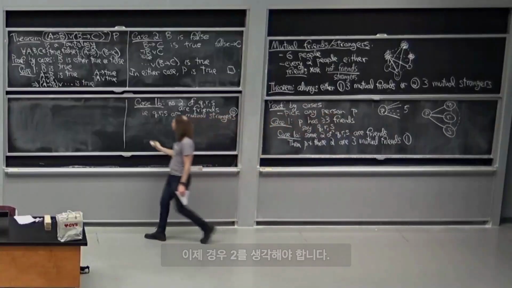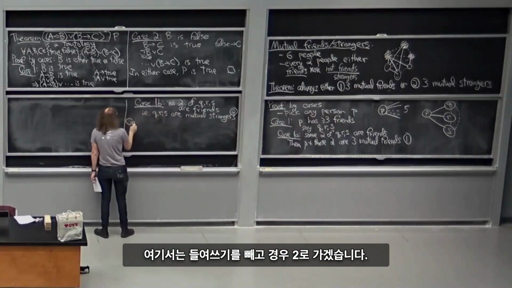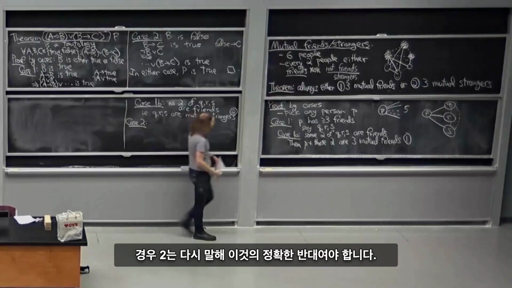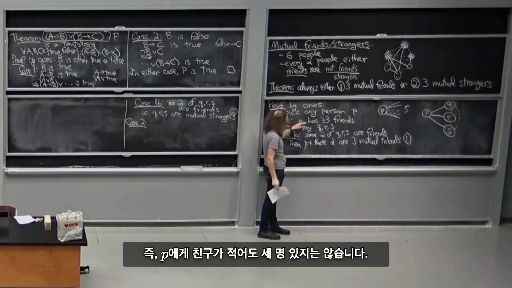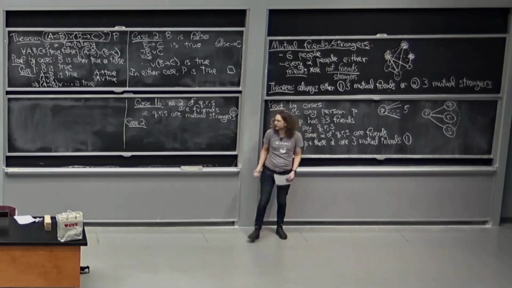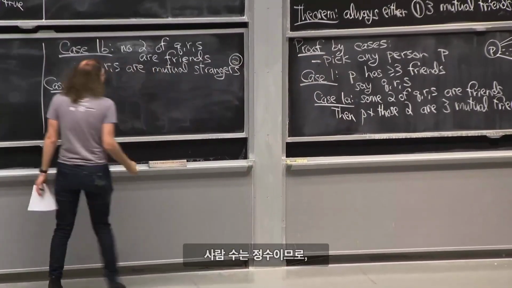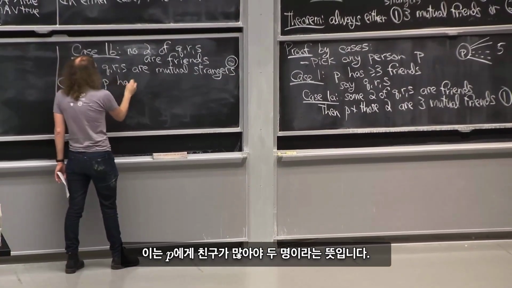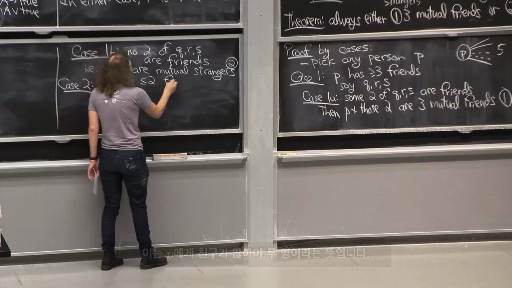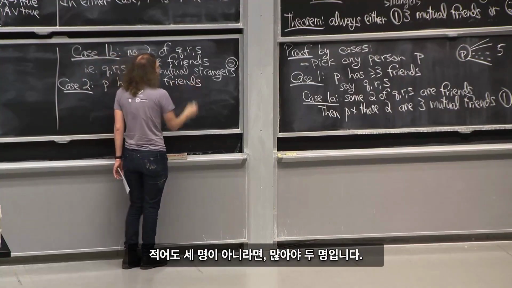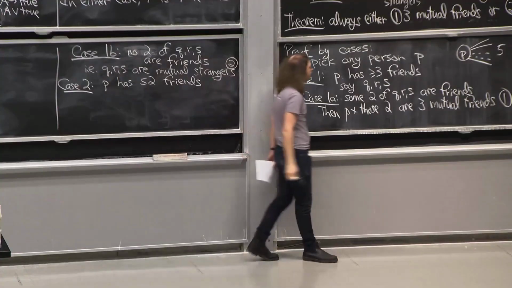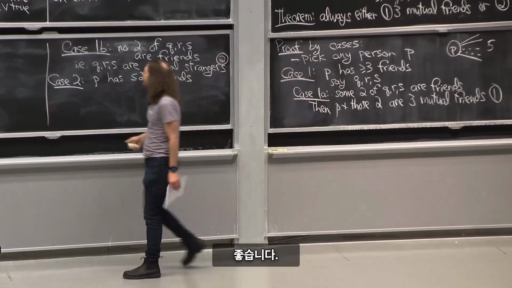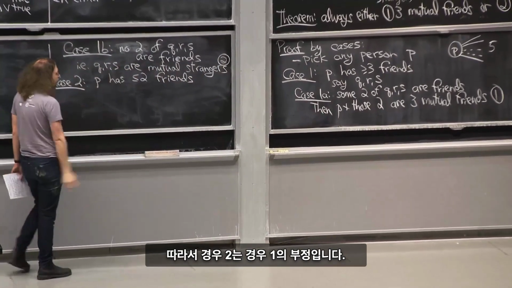Now we need to think about case 2. So I'm going to unindent here and go to case 2. Case 2, again, has to be exactly the opposite of this. So P does not have at least 3 friends. By number of people being an integer, this is saying P has at most 2 friends. Okay, if it doesn't have at least 3, it's at most 2, because the number of friends is always an integer. Okay, great. So the case 2 is a negation of case 1.